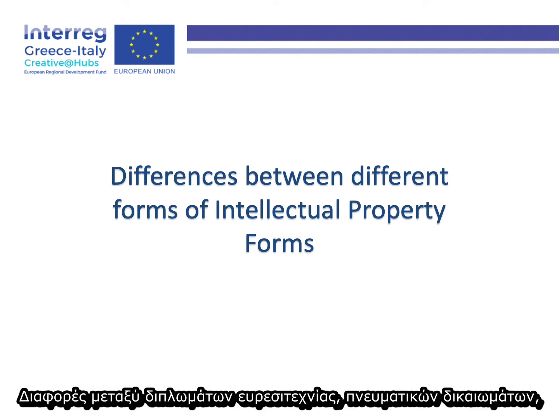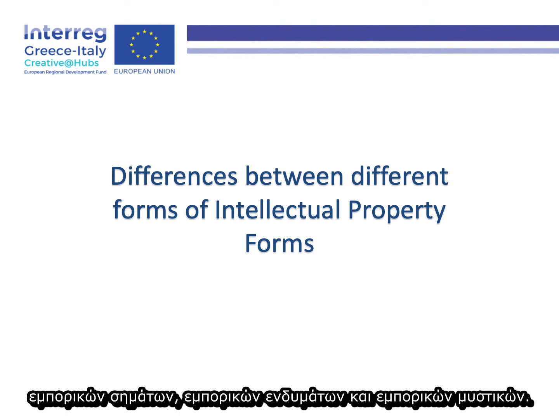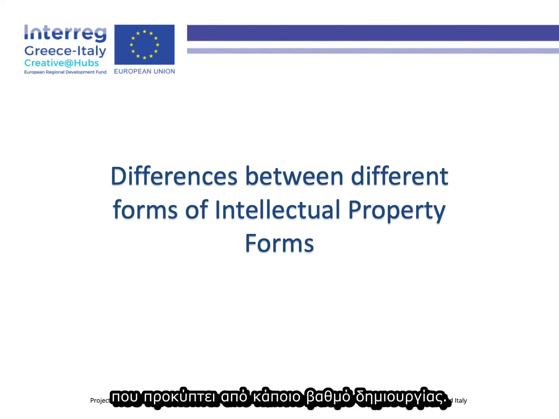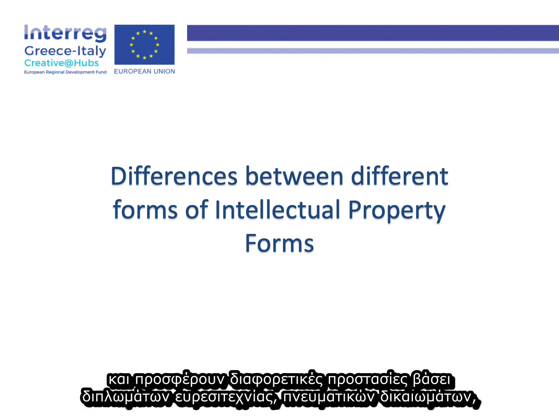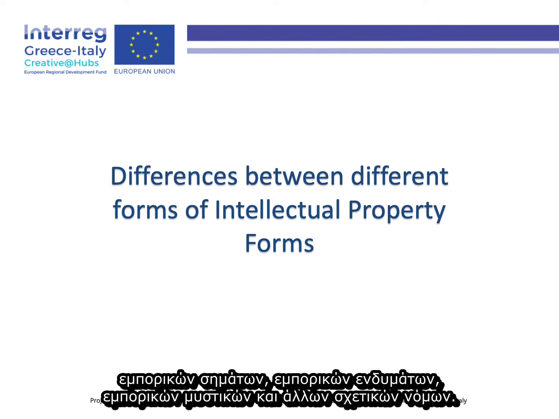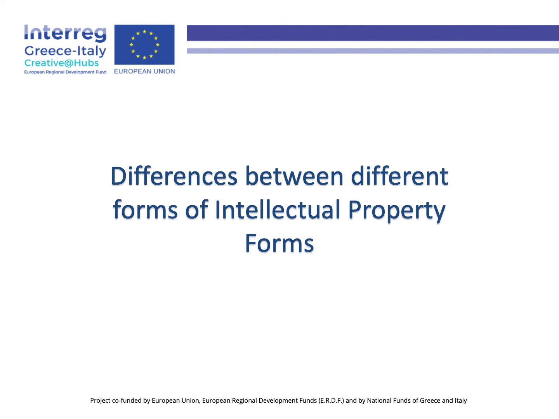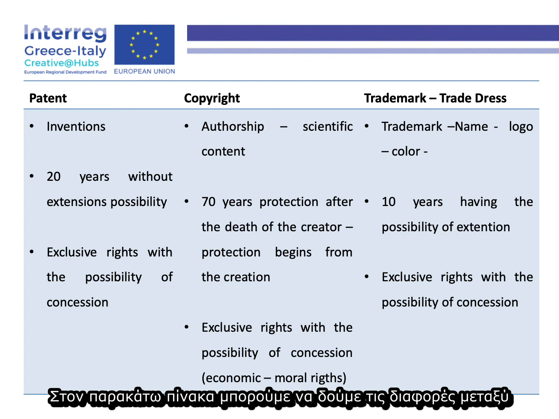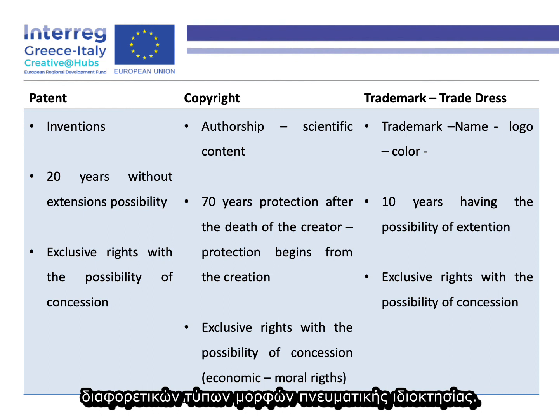Differences between patents, copyrights, trademarks, trade dress, and trade secrets. Intellectual property is generally intangible property resulting from some degree of creation. The various forms of IP are distinct and offer different protections under patent, copyright, trademark, trade dress, trade secret, and other related laws. In the following table we can see the differences between different types of intellectual property forms.